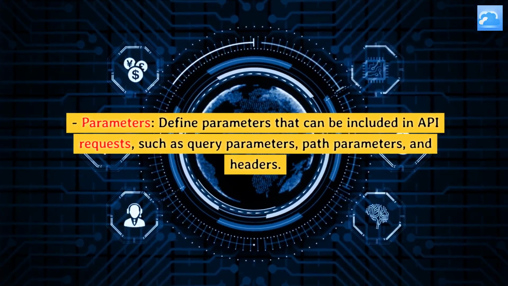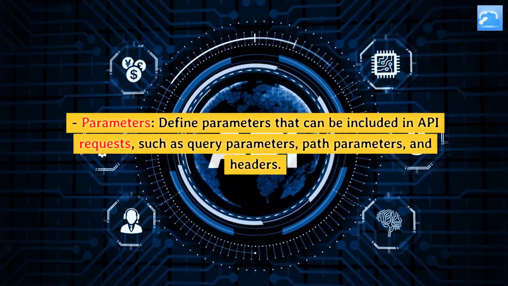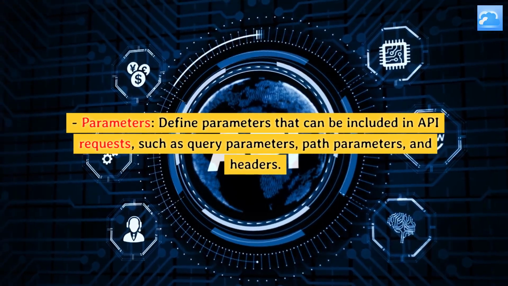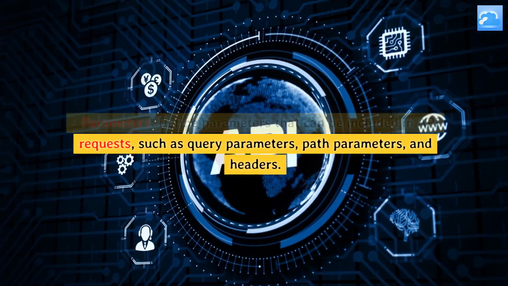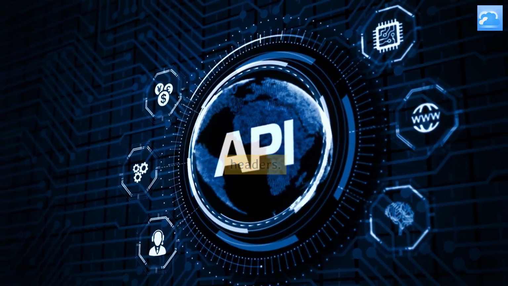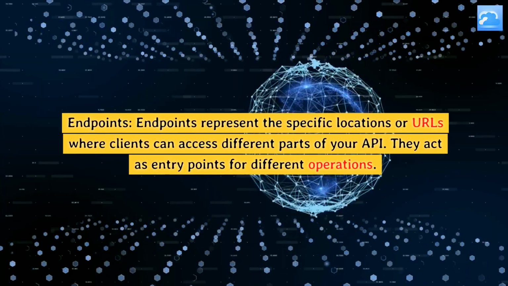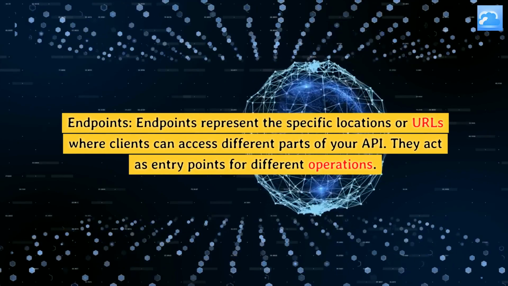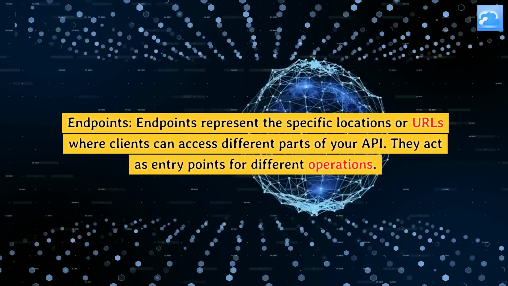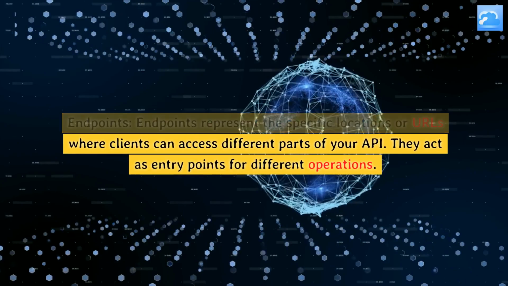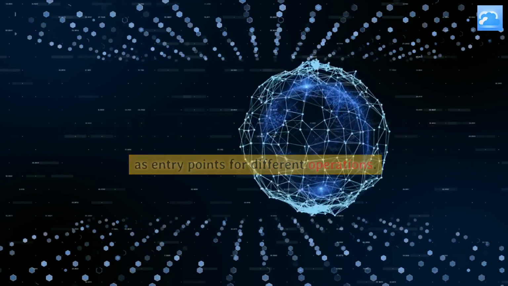Parameters. Define parameters that can be included in API requests, such as query parameters, path parameters, and headers. Endpoints. Endpoints represent the specific locations or URLs where clients can access different parts of your API. They act as entry points for different operations.